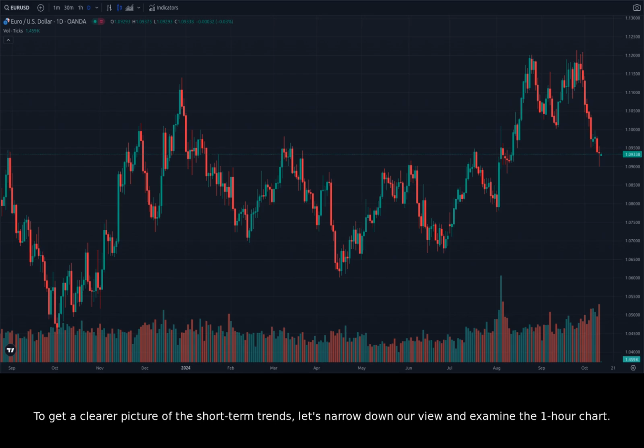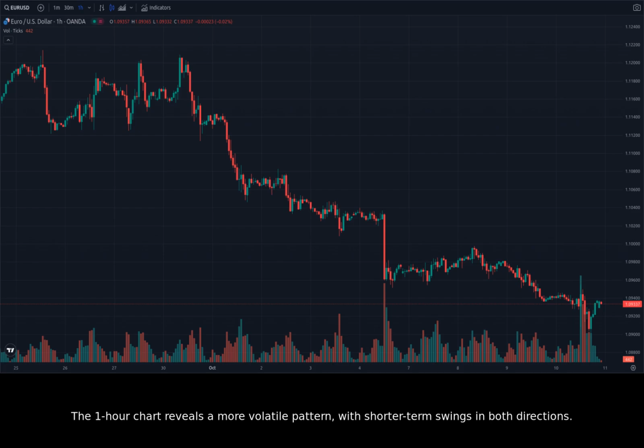To get a clearer picture of the short-term trends, let's narrow down our view and examine the 1-hour chart. The 1-hour chart reveals a more volatile pattern, with shorter-term swings in both directions. We can see that the price has been consolidating between 1.0950 and 1.1000 in recent hours. This consolidation phase could be signaling a potential breakout in either direction. A break above 1.1000 would signal a bullish move, while a break below 1.0950 would indicate a bearish continuation.